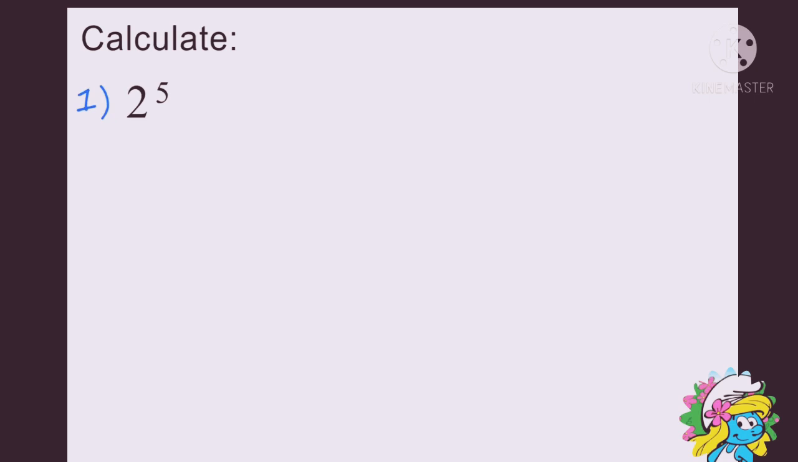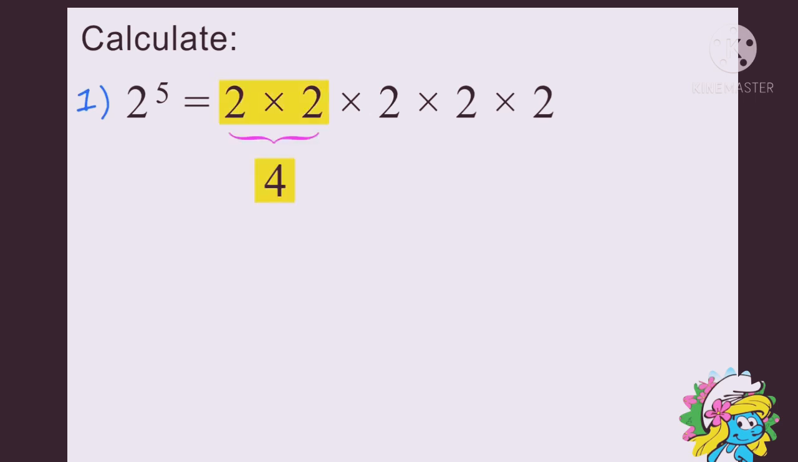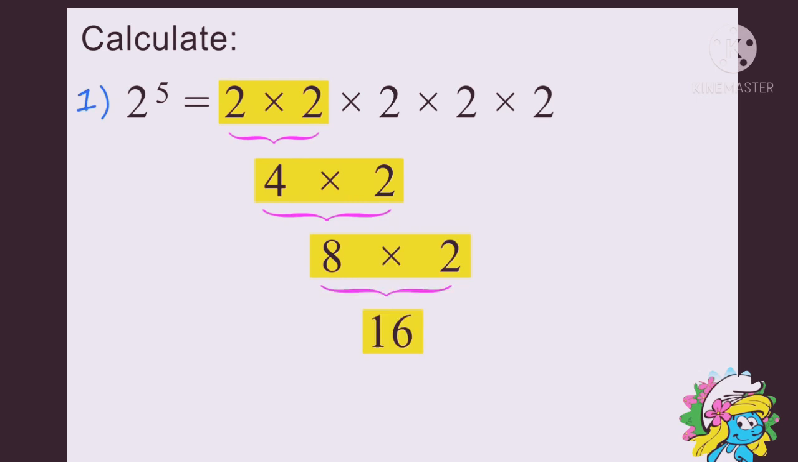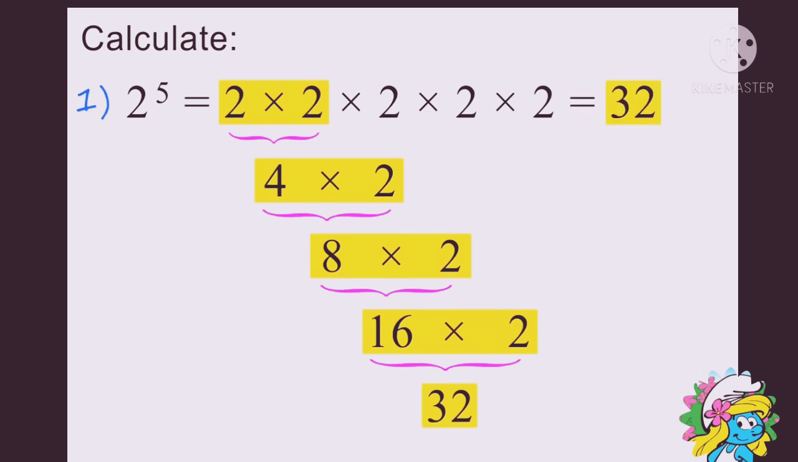Let's go on to see how. To help us with the calculation, we expand the power. We are now ready to calculate. 2 times 2 equals 4. 4 times 2 equals 8. 8 times 2 equals 16. And 16 times 2 equals 32. So the value of 2 to the power of 5 is 32.